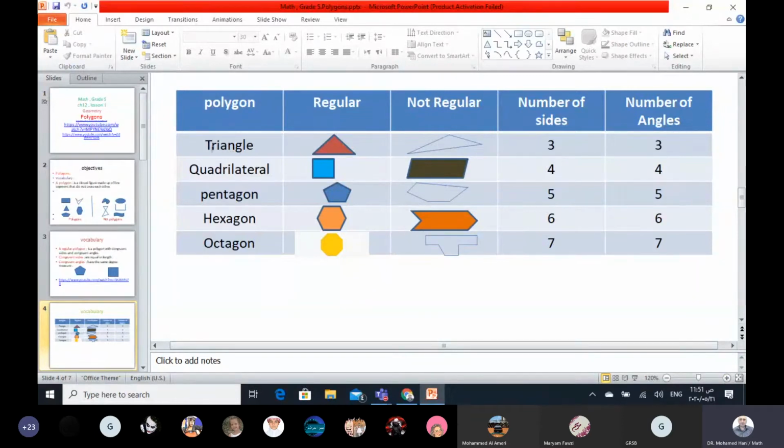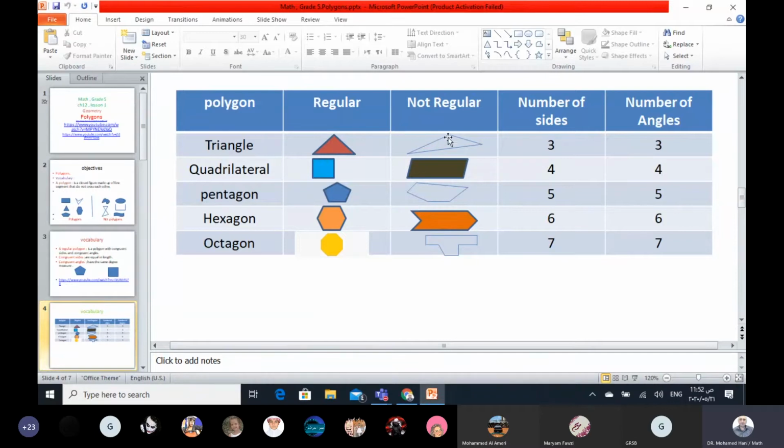The first polygon, the name is triangle. Triangle is the shape that has 3 sides. When you have 3 sides, you have a triangle. Is it regular? If all sides are equal and all angles are equal, the shape will be regular. So this is regular, because this side equals this side equals this side, and this angle equals this angle equals this angle.